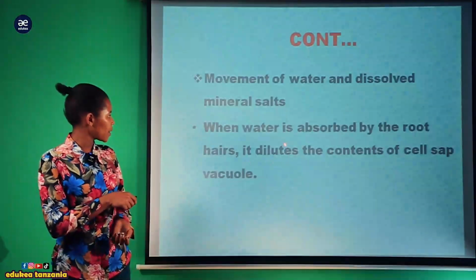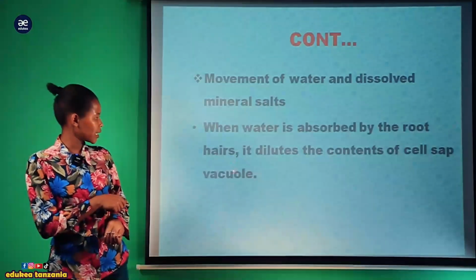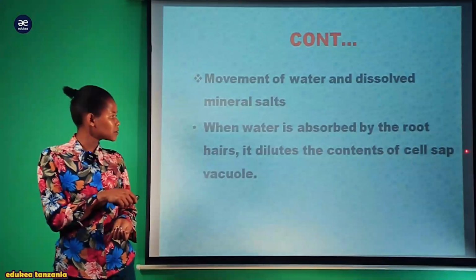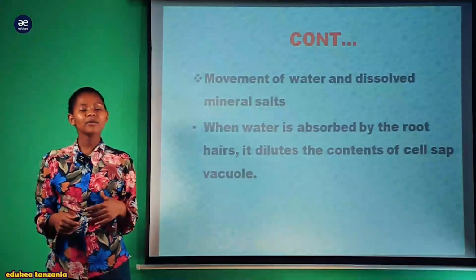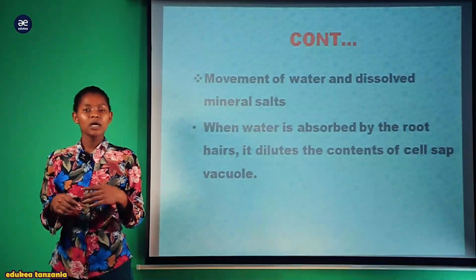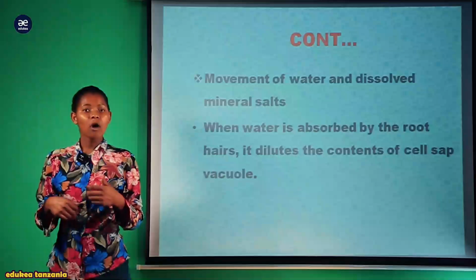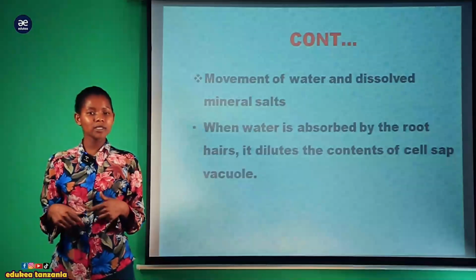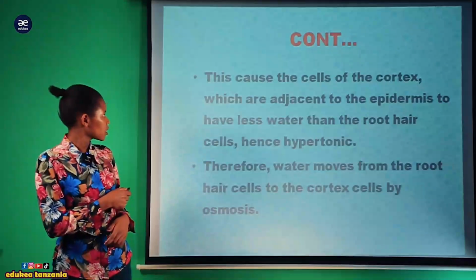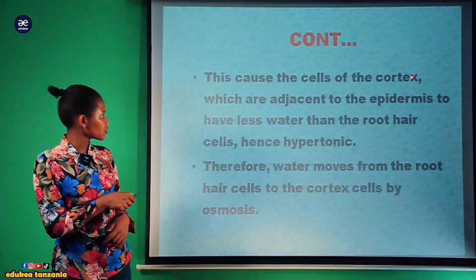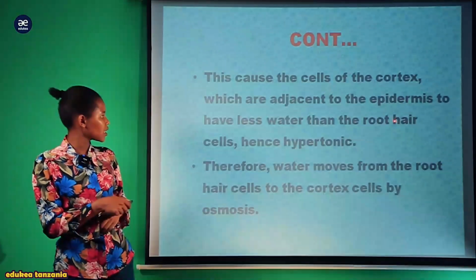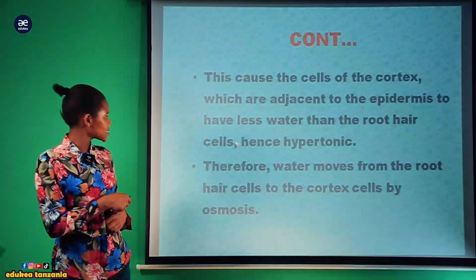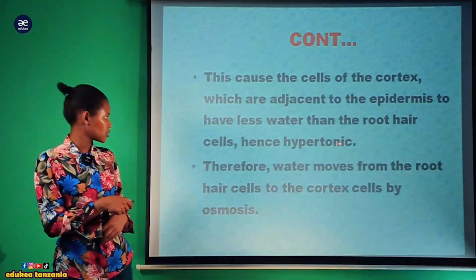Tunaona hapa kwamba baada ya water kuwa absorbed by the root hairs, yanaenda kudilute the contents of the cell sap or vacuole. Tulisema cell sap or vacuole inakuwa ni hypertonic, highly concentrated with solute. So water ikishakuwa absorbed inaenda kudilute ile content, and then it causes the cells of the cortex which are adjacent to the epidermis to have less water than the root hair cells, hence hypertonic.